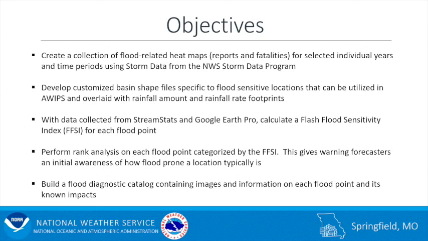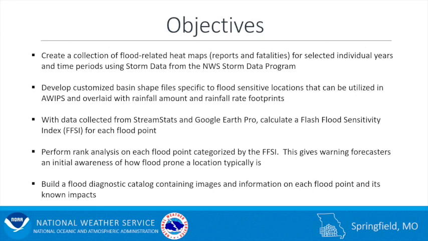We also developed customized basin shapefiles specific to flood-sensitive locations that can be utilized in AWIPS and overlaid with rainfall amount and rainfall rate footprints. In AWIPS, these customized shapefiles can give warning forecasters an understanding of the excessive rainfall that is being funneled into these specific flood points that are hazardous to the public. This info can then be relayed to our core partners and the public via traditional National Weather Service products, social media, and other means of National Weather Service communication.